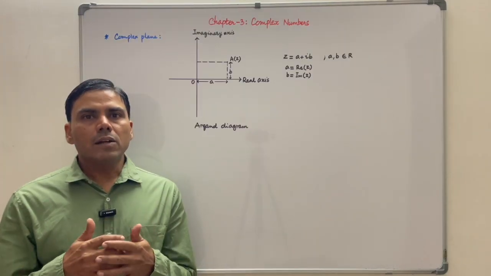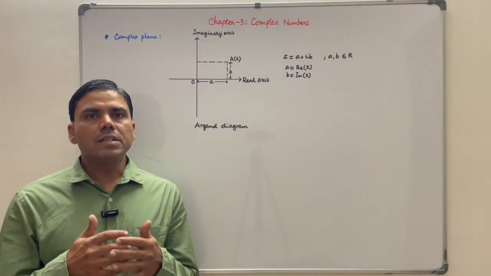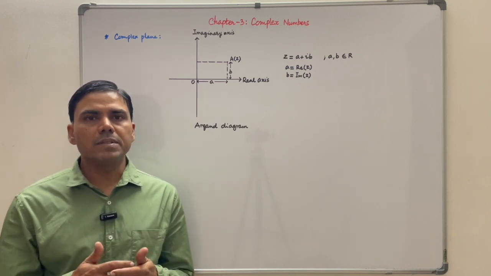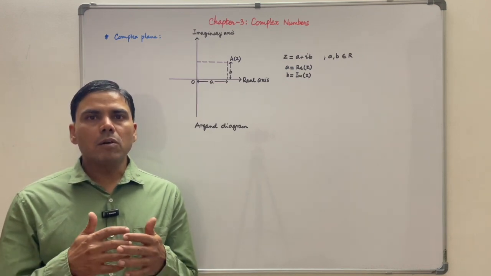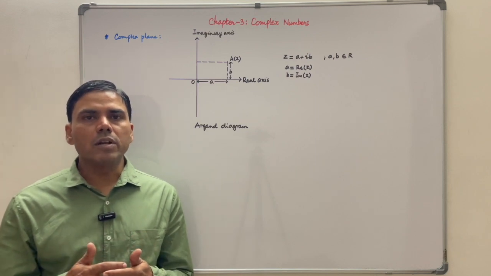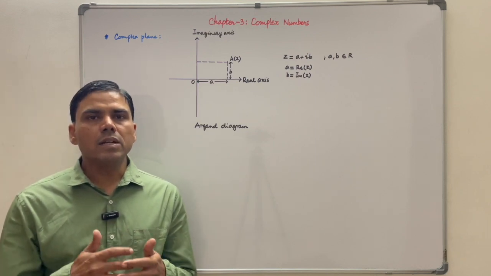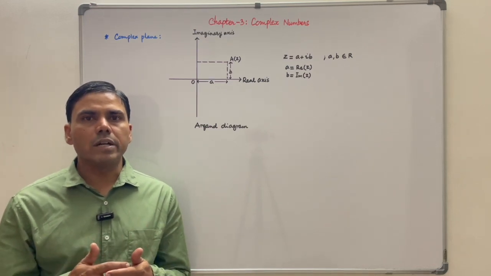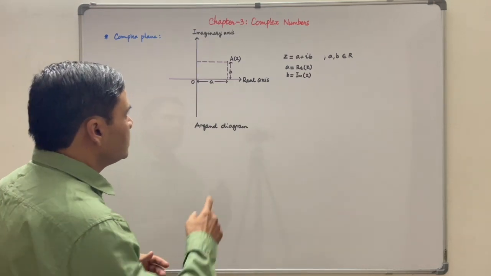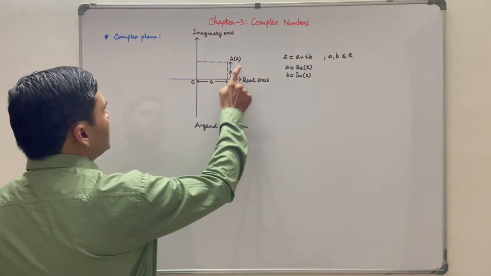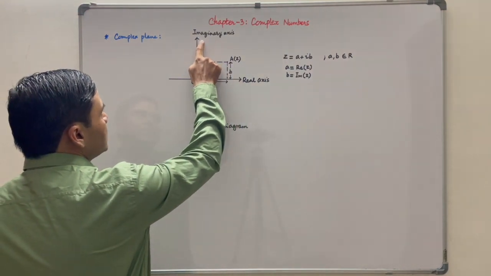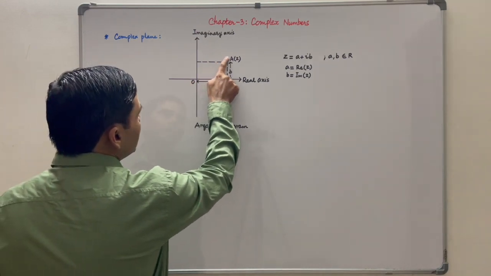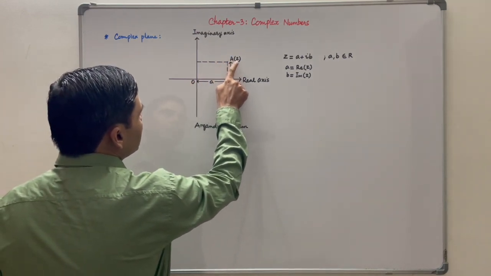Now let us understand the complex plane. In number systems, natural numbers, whole numbers, integers, and real numbers are represented on the number line. But complex numbers cannot be represented on the number line. They are represented in the complex plane, which is very similar to the 2D Cartesian coordinate plane. In place of the x-axis, it is the real axis, and in place of the y-axis, it is the imaginary axis. This is the origin. Suppose there is a point A which represents a complex number z.